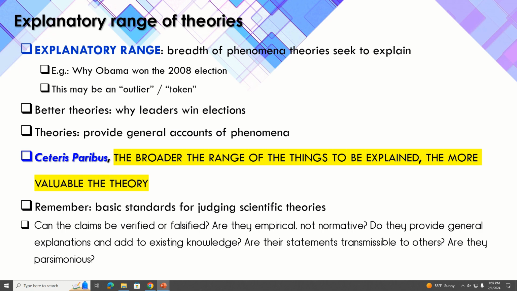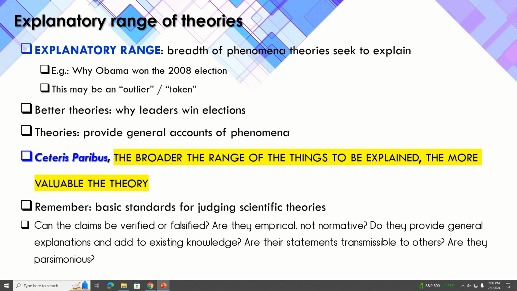So yeah, we can talk about the explanatory range of theories, and this is why we also talked about probabilistic explanation. It is possible that most people voted for Obama because of his positions, but also maybe because he was a different candidate. And so when we think about theories, when they explain more things, that is a good thing. But also remember that we are talking about the importance of theories being falsifiable. If we find evidence to the contrary, can we provide other explanations?